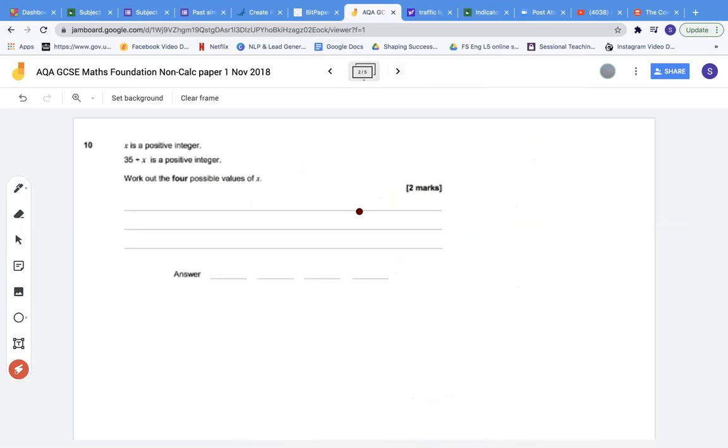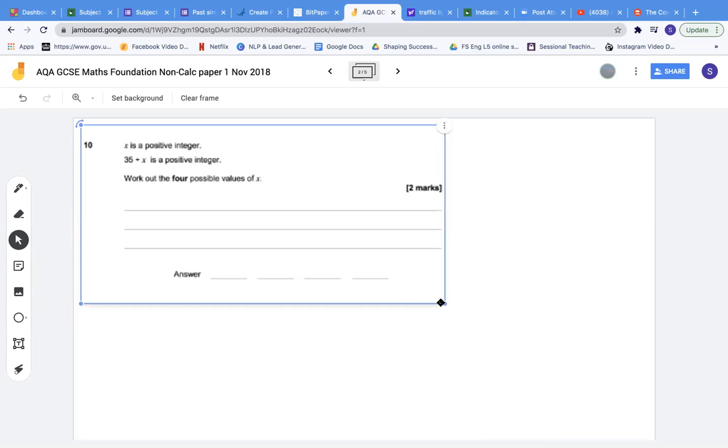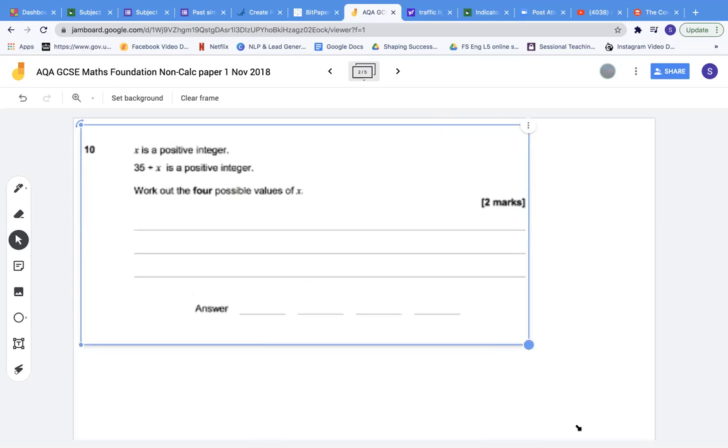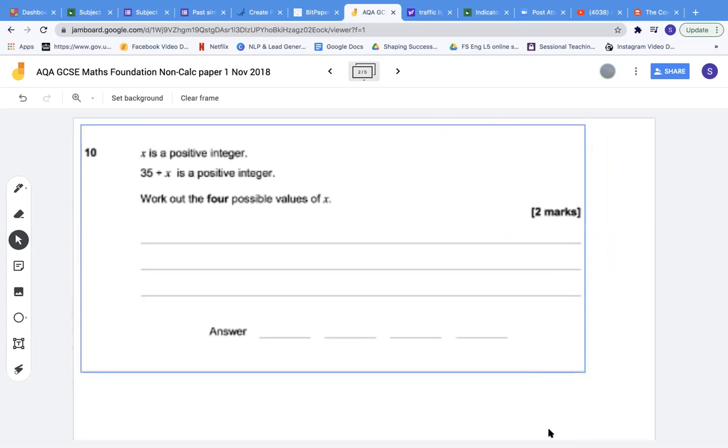Can you see the question? Can you see my board? Yes, I can. So we're following through with the AQA GCSE Maths Foundation, November 2018, paper 1. This is what candidates did exactly 2 years ago. x is a positive integer. 35 plus x is a positive integer. Work out the 4 possible values of x.